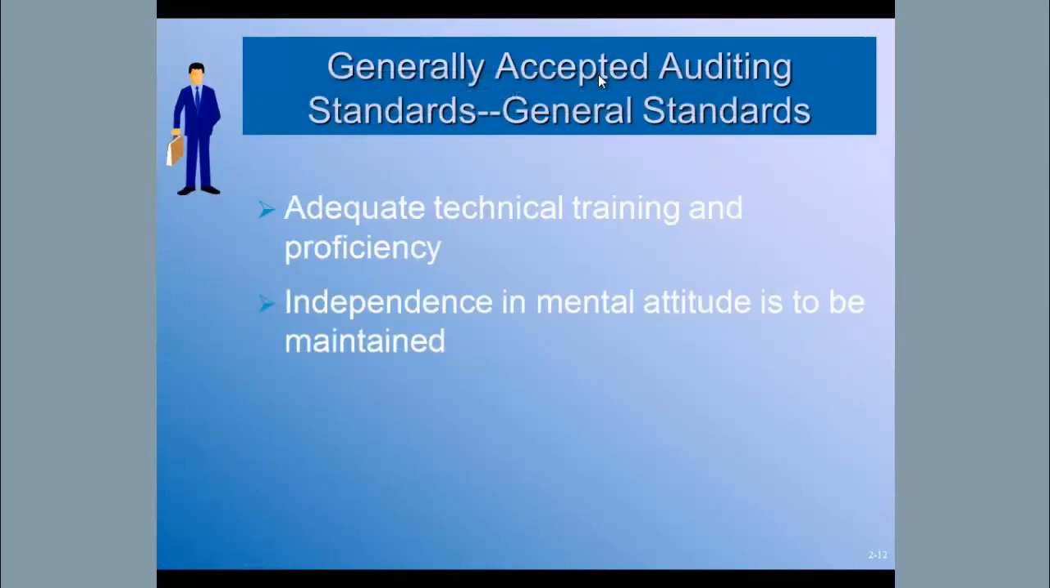How can he have independence? He now has a vested interest in this company. He wants it to succeed. He's going to work there. That's why he can't be there anymore. So we need an independence and mental attitude about what we're doing.